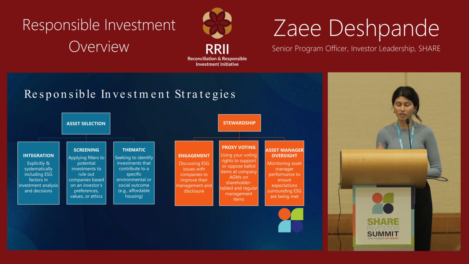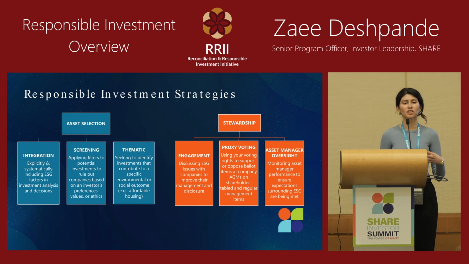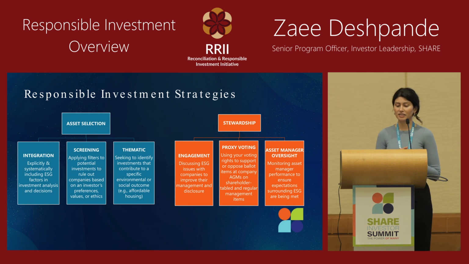Next along the line, we have proxy voting. Proxy voting is where you're using your voting rights and your voice to either support or oppose specific ballot items that come up at annual general meetings or AGMs of companies. And these can be resolutions that are either put forth by shareholders, so the executive compensation package that I mentioned from the Rio Tinto example was one, or they can be items that are put forth by the management of a company as well. And then last, but certainly not least, and we will dive into this one a little bit more, it came up as well a little bit in the presentations prior, is asset manager oversight. So this is about monitoring your asset manager's performance to ensure that they're aligning with your expectations around different ESG issues.